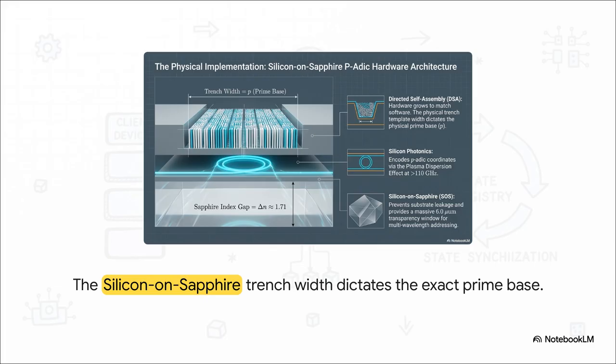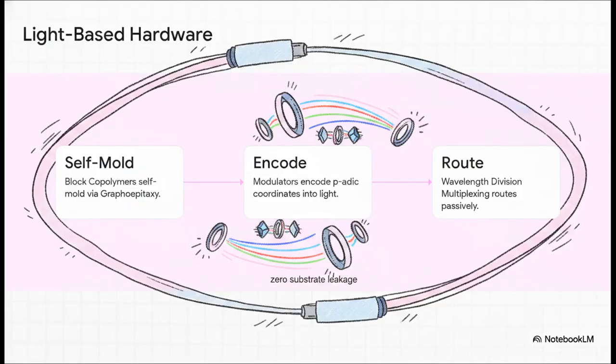The hardware literally grows to match the software through a process called directed self-assembly. The physical width of the microscopic trenches in the chip architecture explicitly dictates the exact prime base of the mathematical matrix, like prime number 3 or 5. The hardware and software become physically and mathematically identical, and it's all built on a silicon-on-sapphire substrate, which is absolutely crucial. Why? Because the data here is entirely optical.